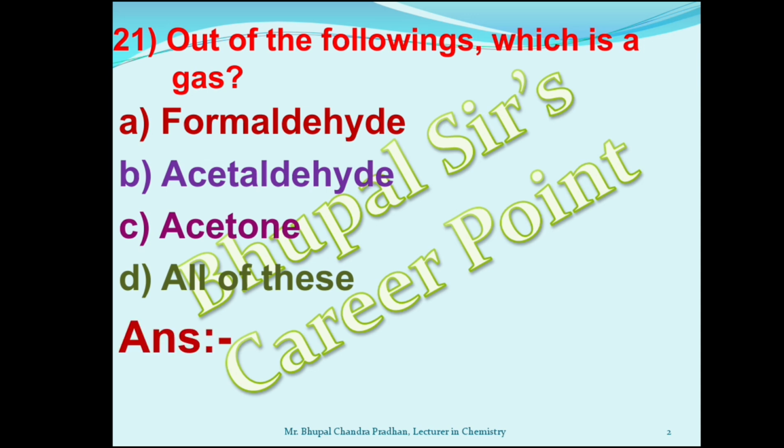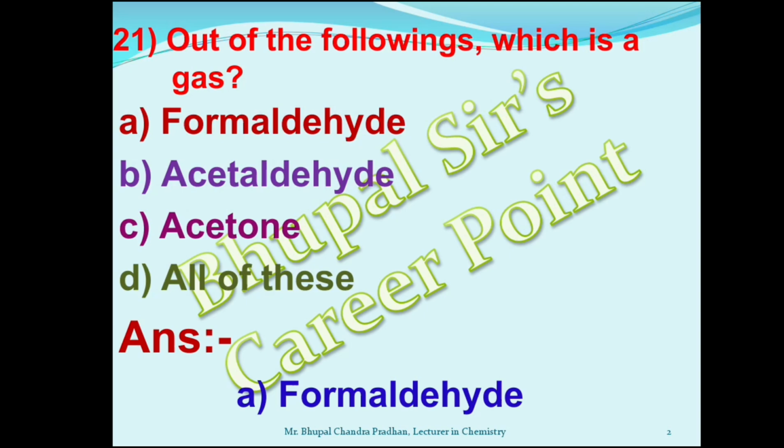This question is based on the physical properties of aldehyde and ketone. In physical state, out of aldehydes and ketones, only one aldehyde is a gas, that is formaldehyde. In IUPAC name, it is known as methanal. So, the correct answer is formaldehyde, that is option A. Thanks for the students who have given option A as their answer in the live chat.